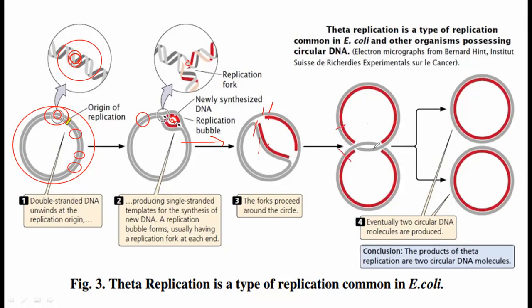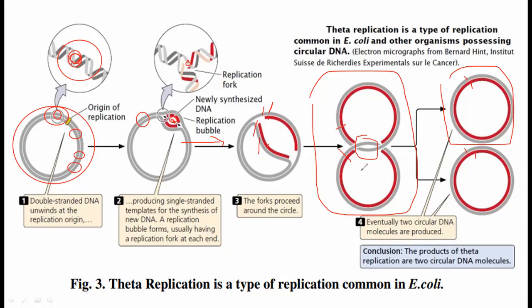And now it's complete, and it becomes theta here. And now you have the complete newly synthesized DNA. See, the gray is the old one, and this is a newly synthesized strand. This is gray, and this is a newly synthesized strand. You have two. Look at the structure here. It looks like theta, right? It is a theta-like structure. That's why it's called theta replication. I will explain this again.